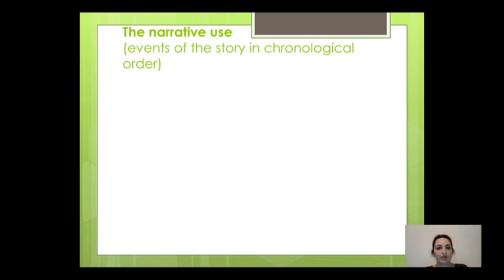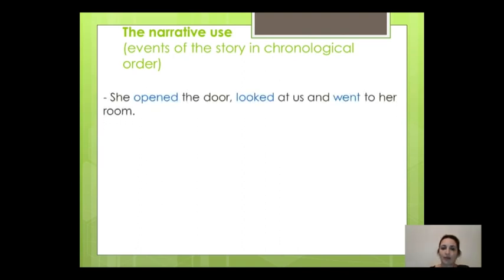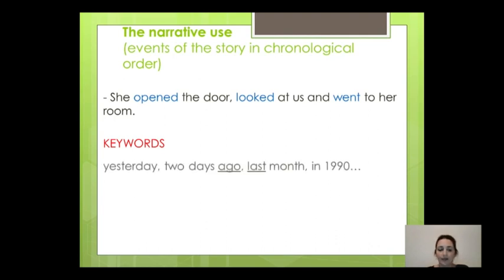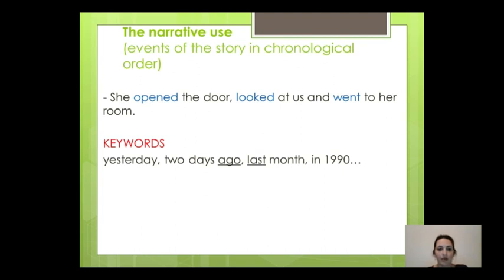There is also the narrative use of this tense, when events of the story are in chronological order. For example, she opened the door, looked at us, and went to her room. So one action is instantly followed by the other. And here are some of the most frequent keywords, which are actually indicators of this tense: yesterday, 2 days ago, last month, in 1990, and so on.